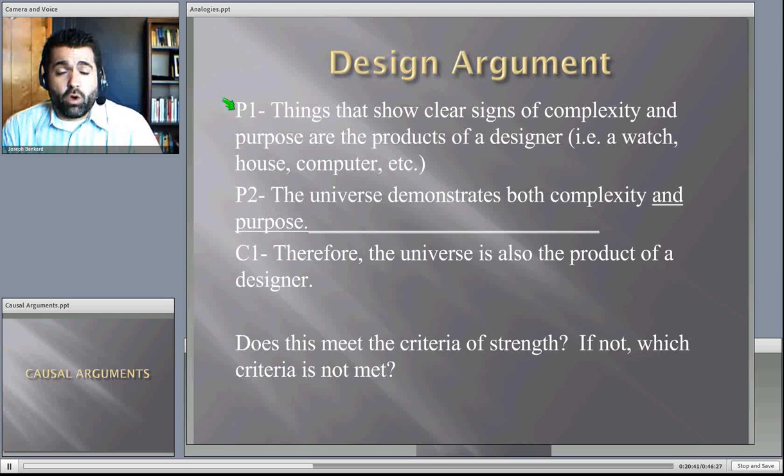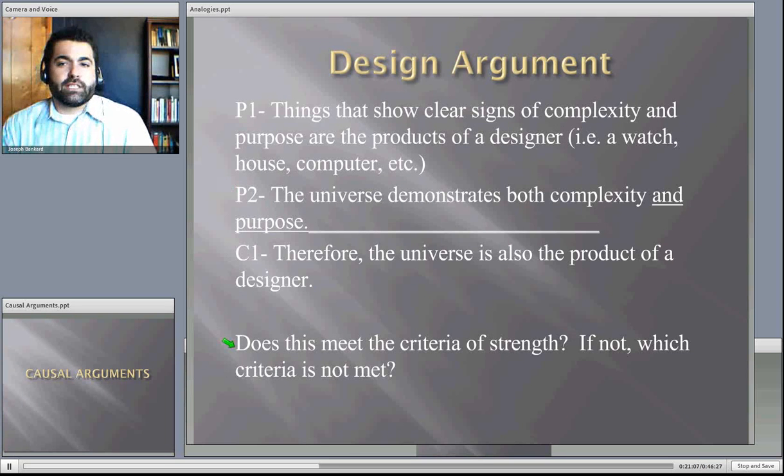Well, if premise 1 is true and premise 2 is true, then we can conclude that the universe is most likely the product of a designer, right? This is an inductive argument by analogy. Here are the similarities, right, between complexity, purpose, and a designer. The universe has these same similarities, complexity, and purpose. We then say it probably has this property C, a designer, as well.